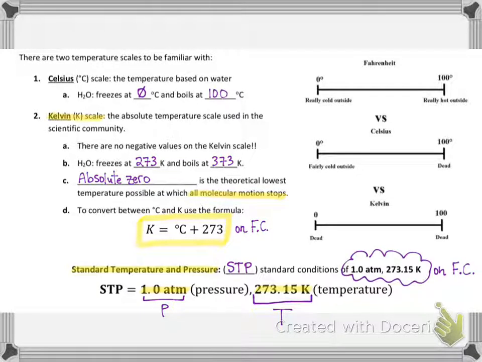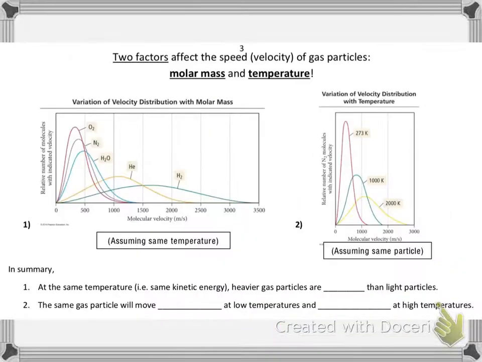Okay, there are two factors that affect the velocity of gas particles, and you have to know about both of them. The first one is the mass of the particle, and the second one is, well, temperature.